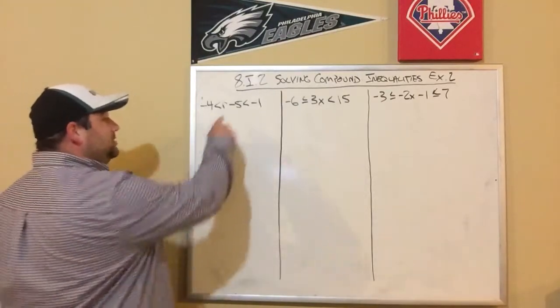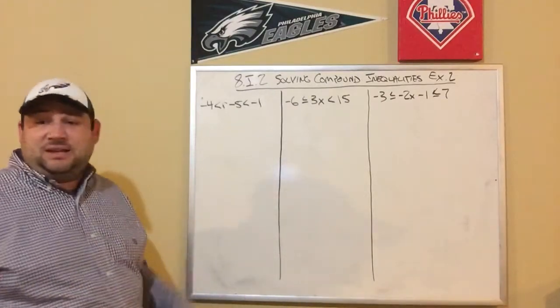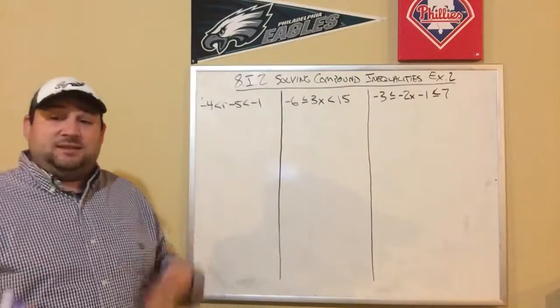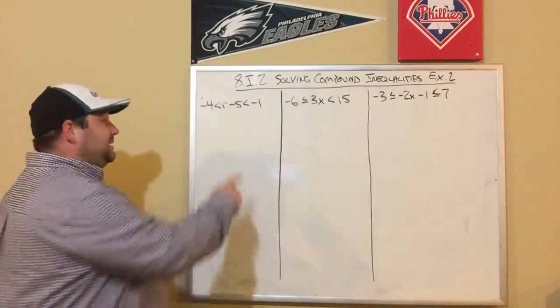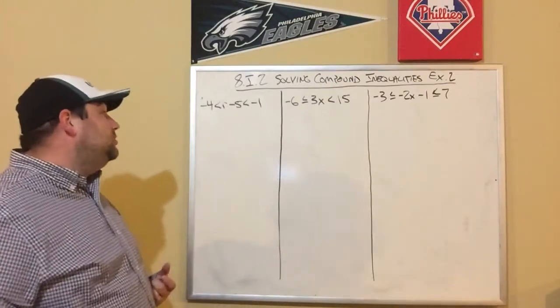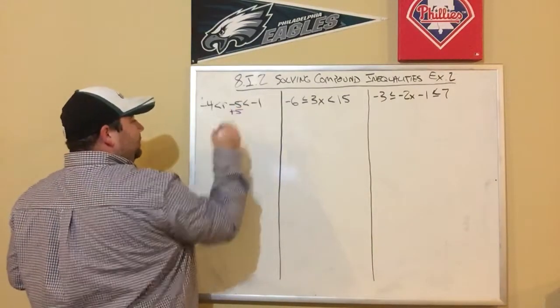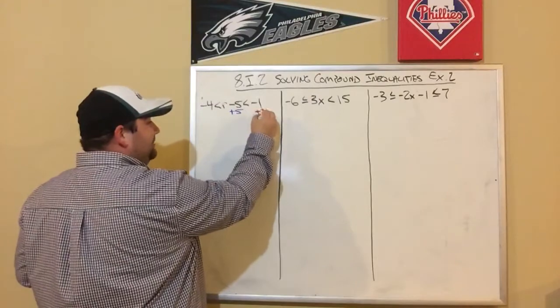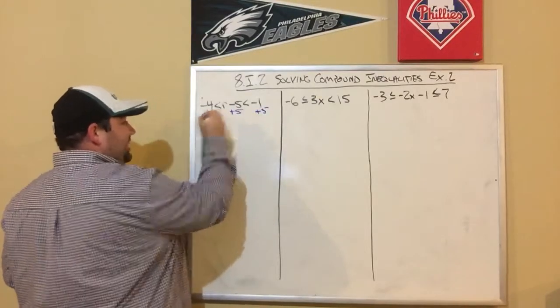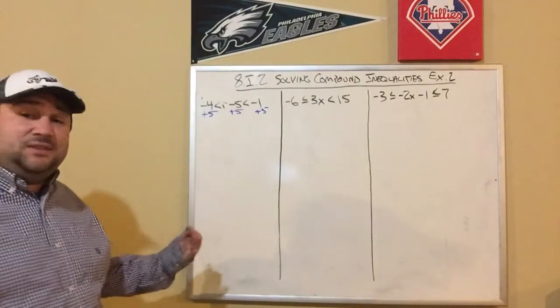So what we're going to do is, I know I've got r minus 5. I got to solve for r. I need r to be isolated, alone. So I need this minus 5 to go away. So I'm going to add 5. Now, when I add 5, I have to add 5 to both sides of the inequality.